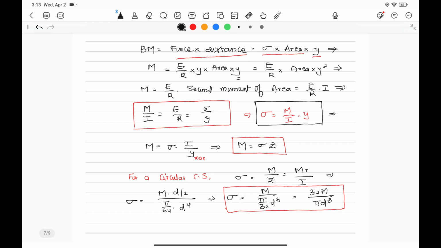That we will denote as I, the second moment of inertia. Second moment of area, we can even call it. It has SI units of m to the power of 4, m to the power of 4 as units for I, the second moment of area. Some people call it moment of inertia also. That means M is equal to E by R into I, where R is the radius of curvature.